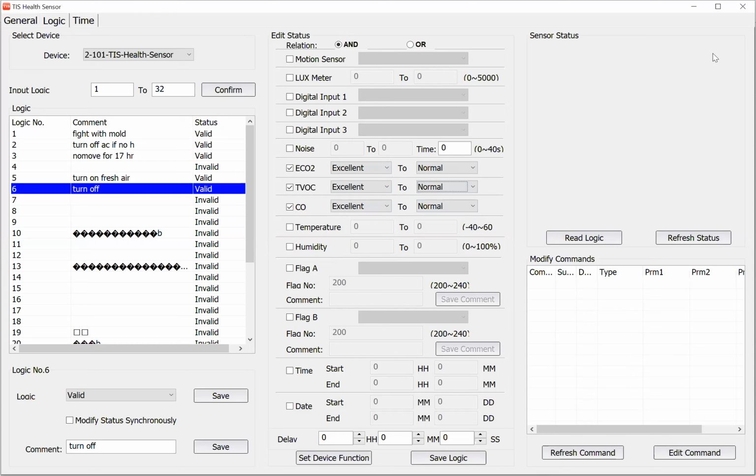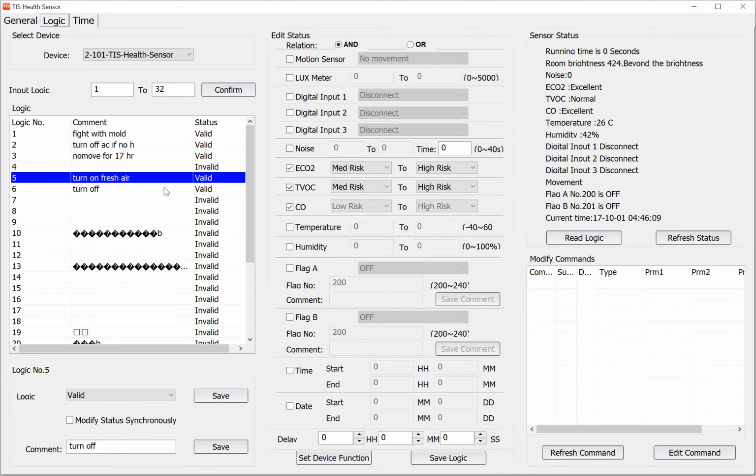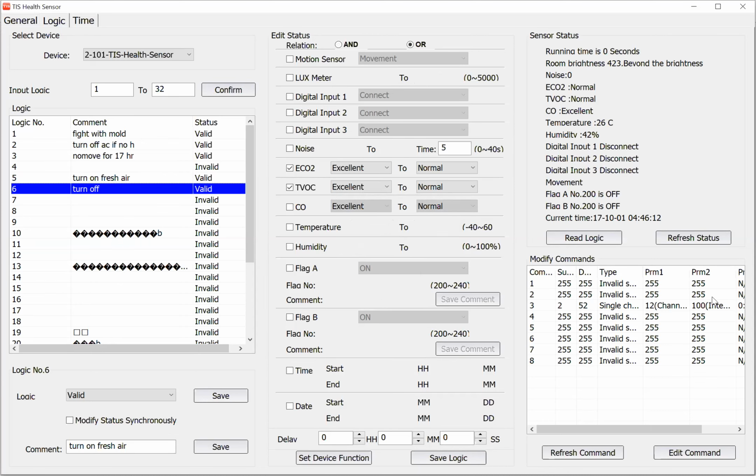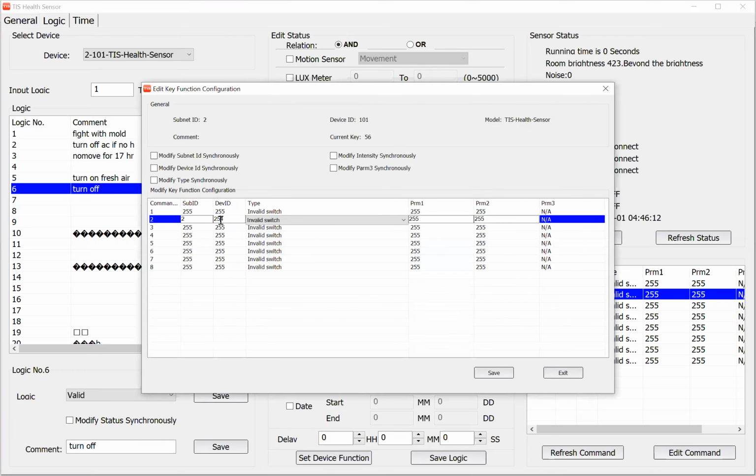Then here we can turn off the air conditioner to 52, channel number 12, turn off. This is the fresh air.